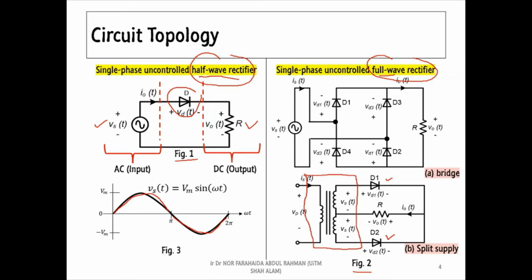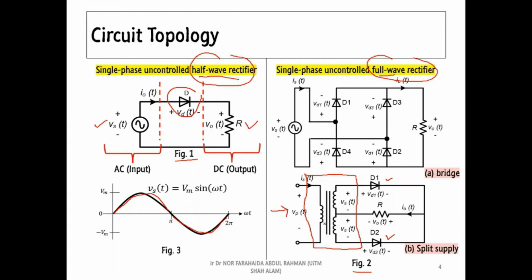The center-tap transformer will split the input supply into two AC sources. Then the full-wave rectification can be conducted. This topology is known as a single-phase uncontrolled full-wave rectifier with center-tap transformer.